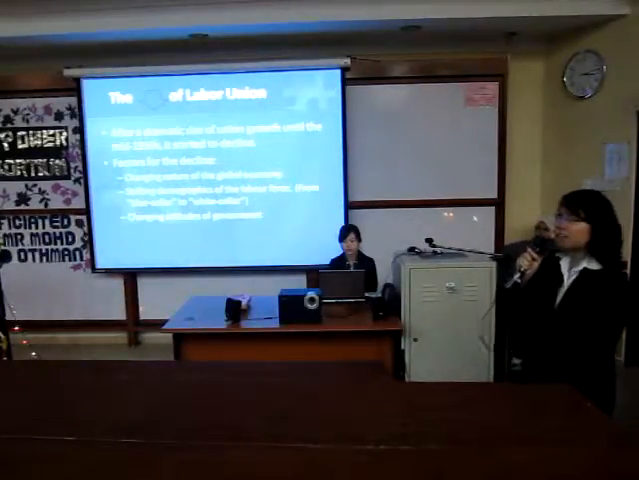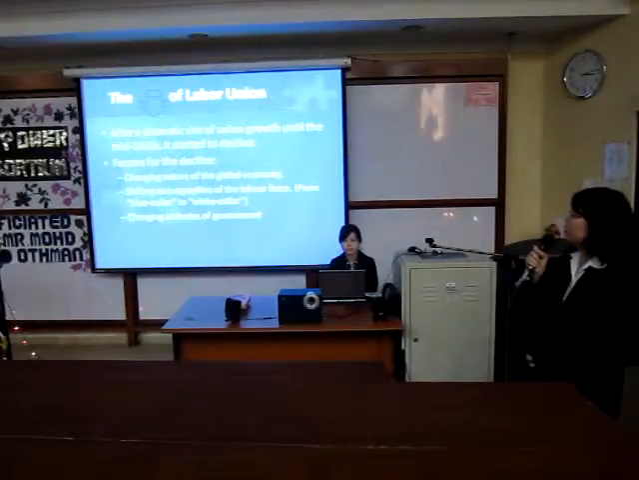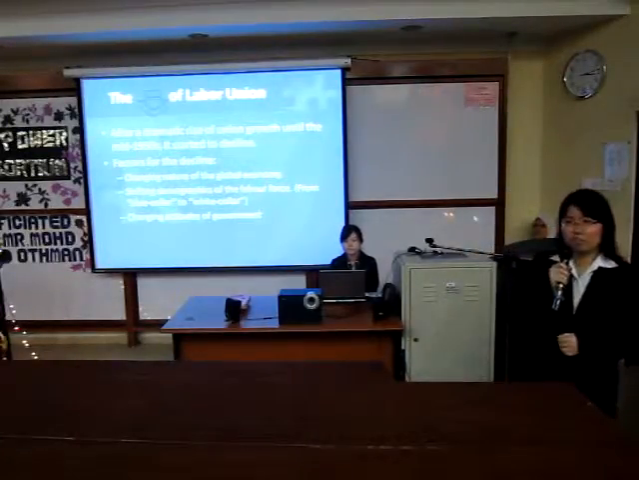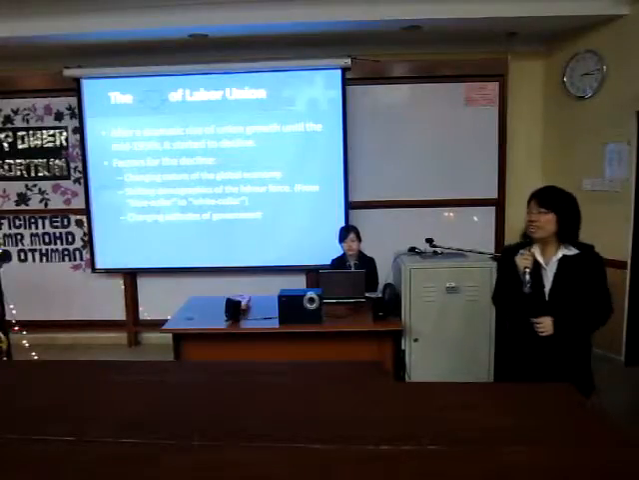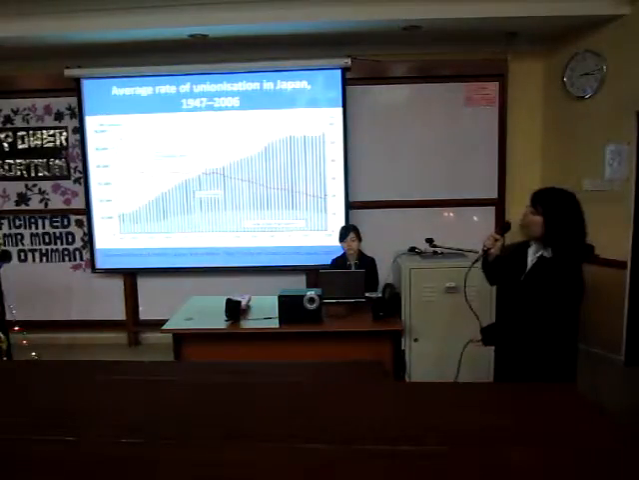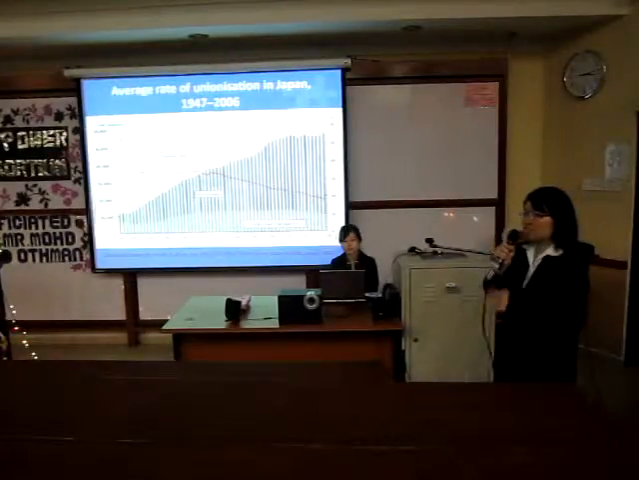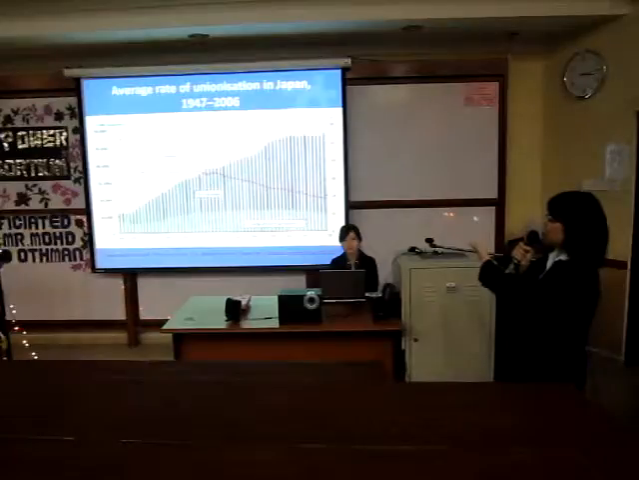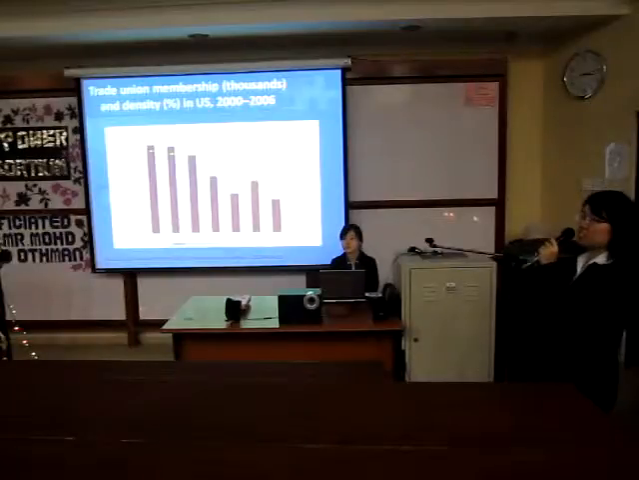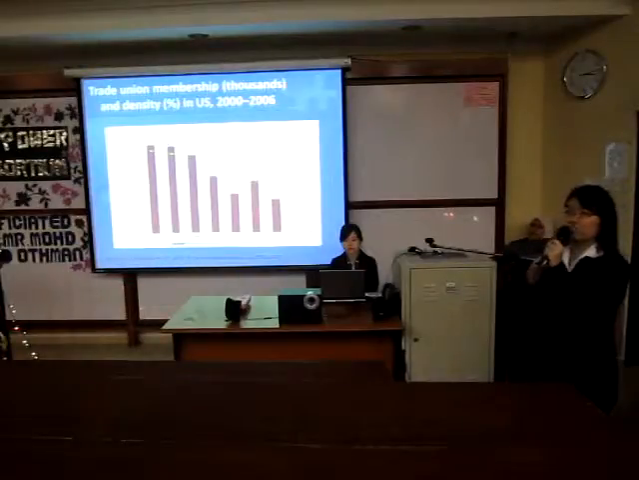However, after a dramatic rise of union growth until the mid-1950s, it started to decline. A few factors for the decline are the changing nature of the global economy, shifting demographics of the labor force, and changing attitudes of government. And you can see from this graph the average rate of unionization in Japan from year 1947 to 2006. You can see clearly that the red line shows that the unionization rate is decreasing. While this graph shows the trade union membership and density in the United States from year 2000 to 2006. And you can see that the graph also shows a decreasing trend.